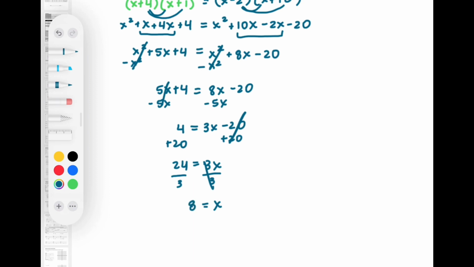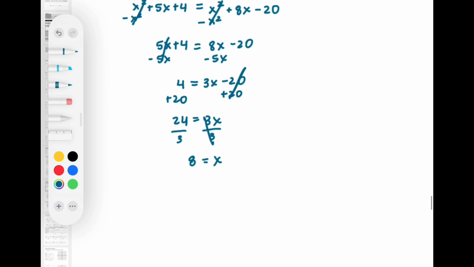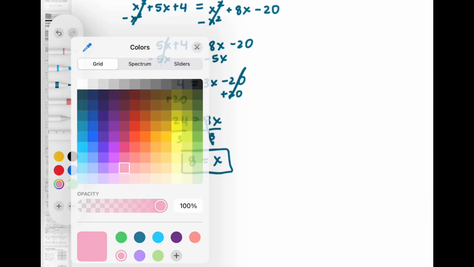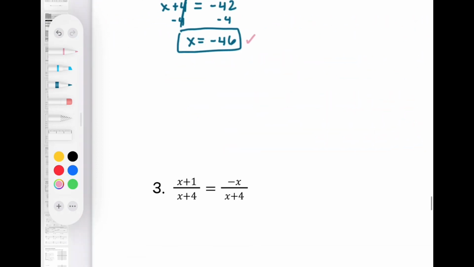All right, so if we check that against our restricted domain, we said x can't equal negative 4 and x can't equal negative 10. 8 will work. 8 is not either of those numbers, so we are good to go with that answer. All right, let's do one more of this type, and then we're going to move on to the other kind.